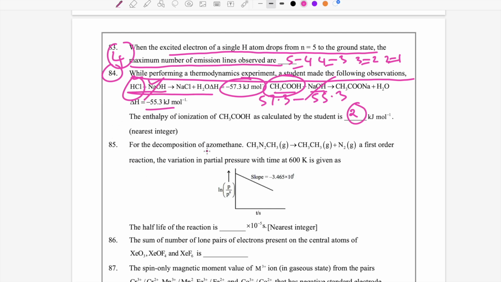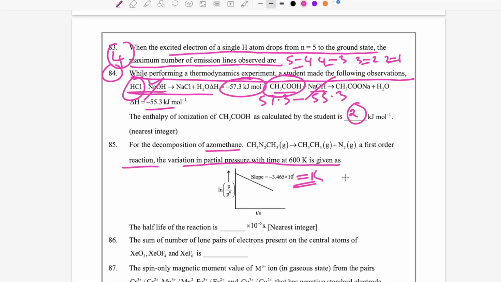Next, for the decomposition of azomethane, the first order reaction, the variation of partial pressure at 600 Kelvin is given to us. The slope is given to us, so from this we can calculate it. The slope is given as minus 3.46 into 10 power 4. The slope is nothing but the k of the reaction.